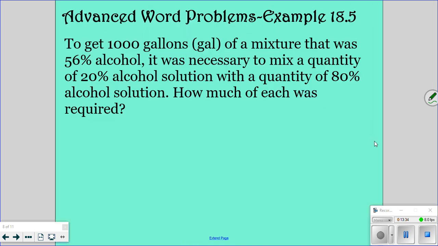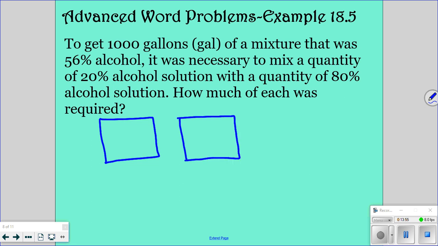Okay, so now we're going to look at another example. We did these back in Algebra 2. So you're going to make 3 boxes. And we're trying to get 1,000 gallons of a mixture. So that's what we're trying to end up with.